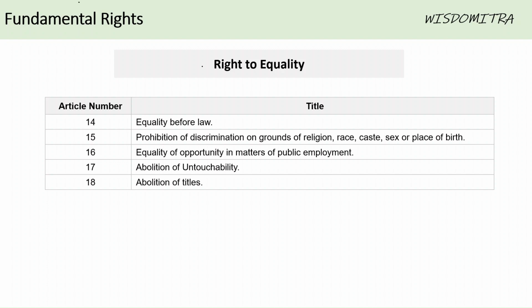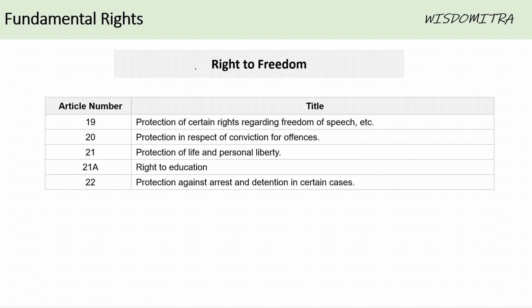So, the first, right to equality, has been covered under these 5 articles, 14 to 18. The most important ones among them are these two: equality before law and prohibition of discrimination on grounds of race, religion, caste, sex, or place of birth. So it's really important that you remember the titles of the 14th and 15th articles. And you have to remember that there are these 5 articles covered under right to equality.